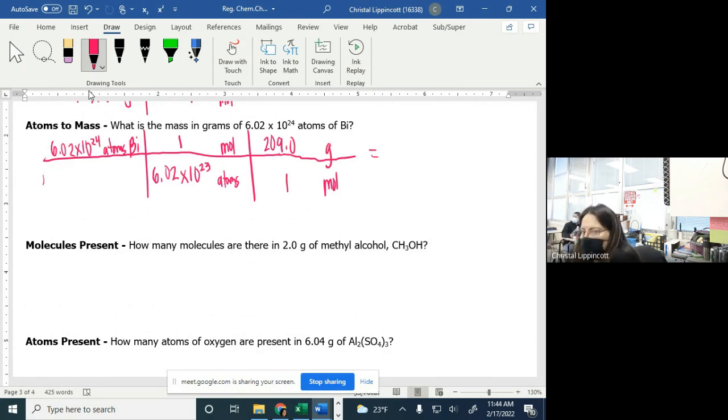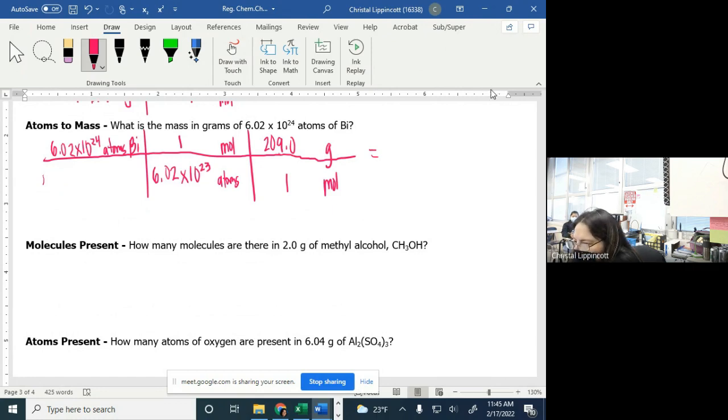But, wait, how did it go from 24 to 23? My question. Okay, it didn't go from 24 to 23. Watch what happened here. This is your sample size. We're just using this as a conversion factor.